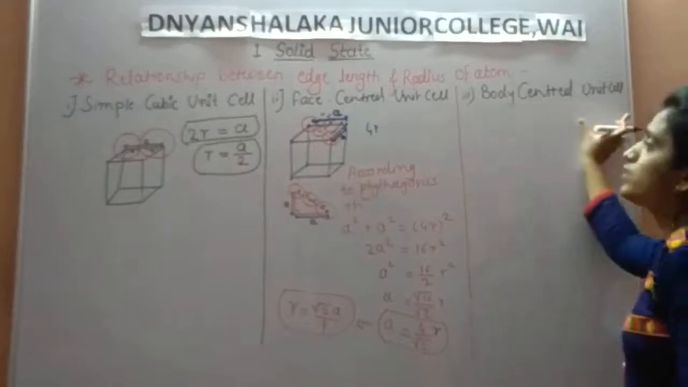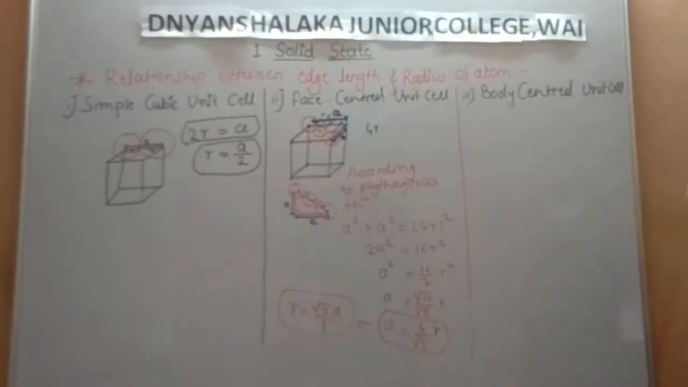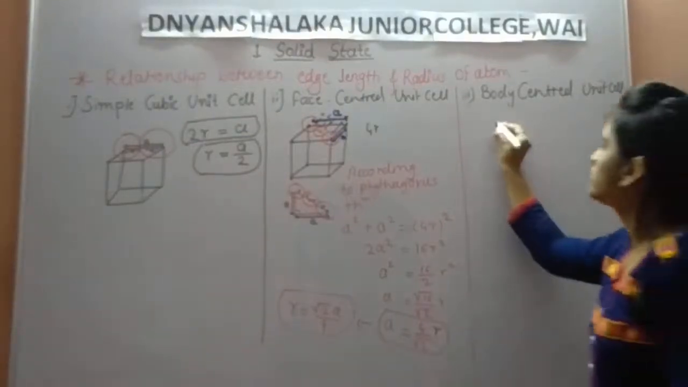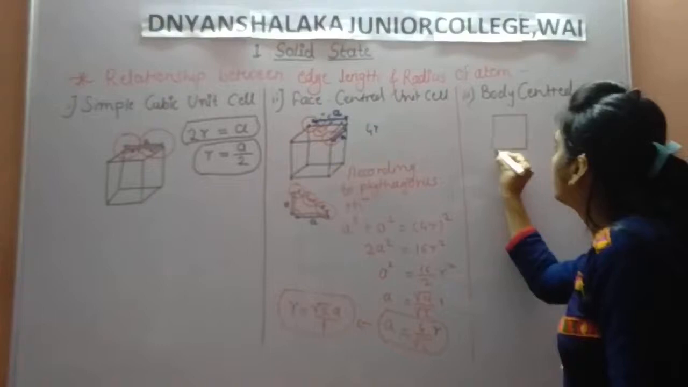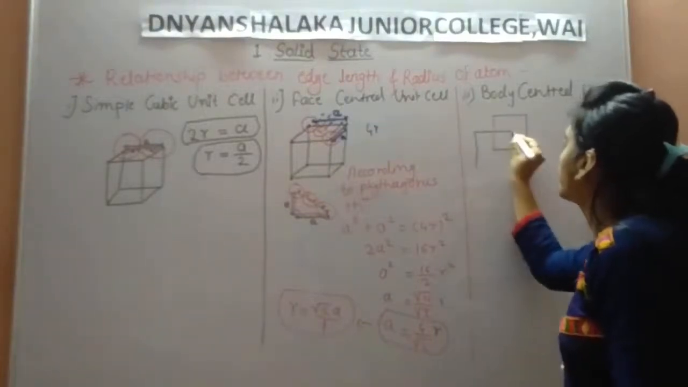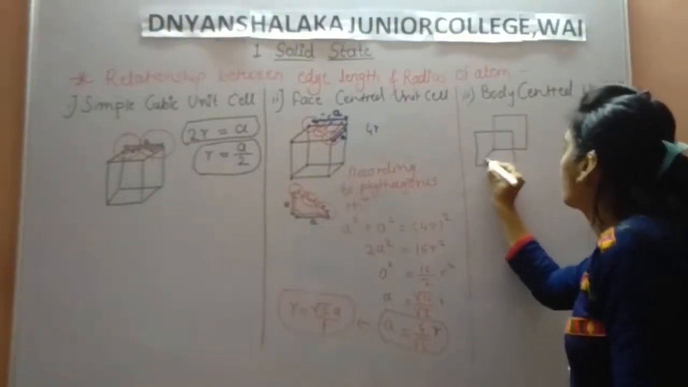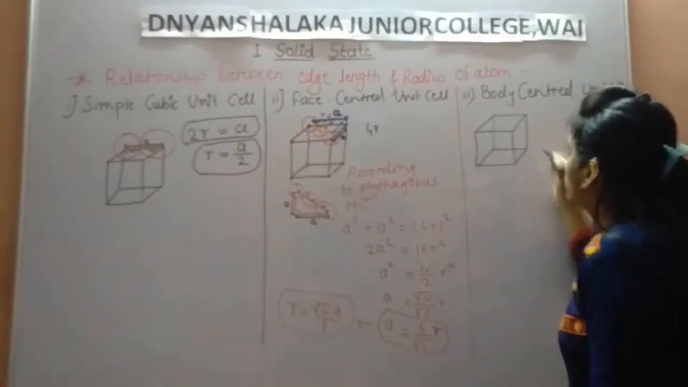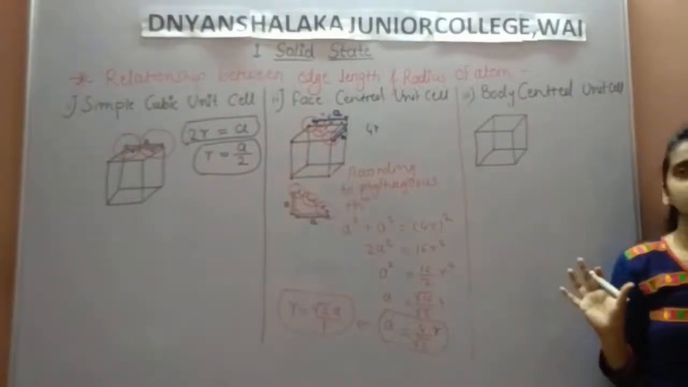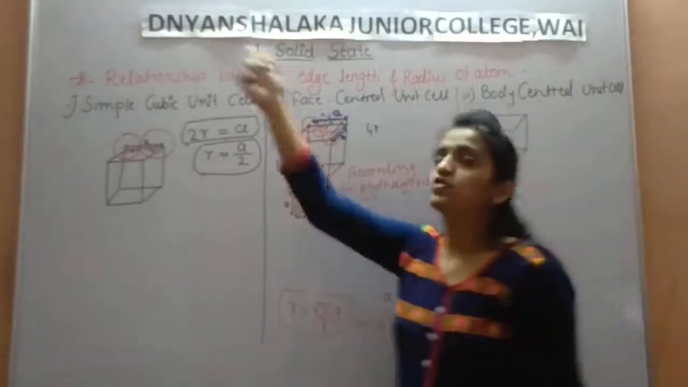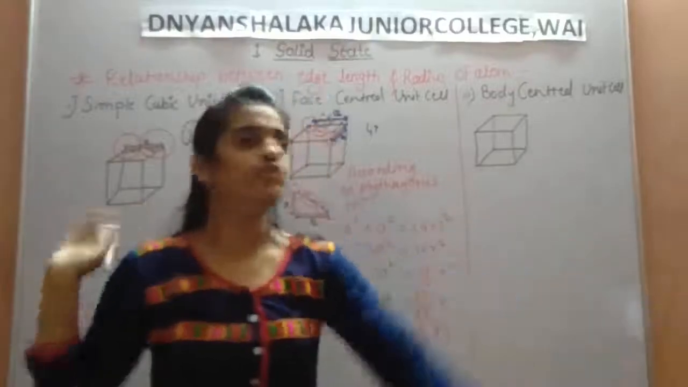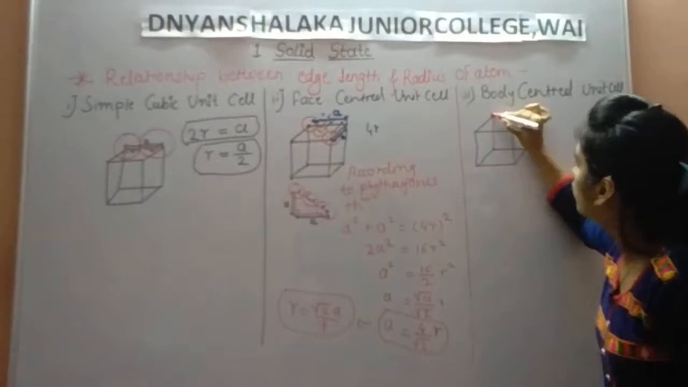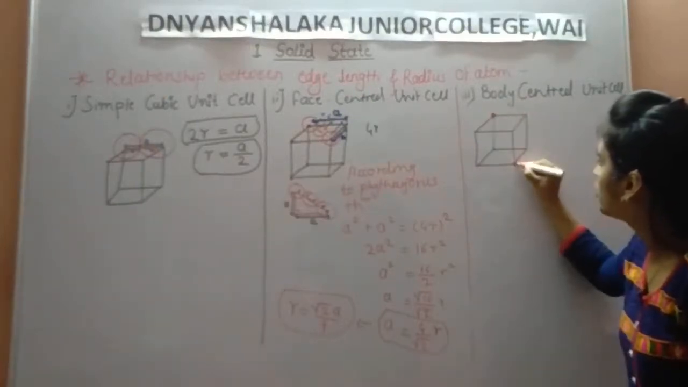Now the body center unit cell. The relationship between edge length and radius of atom for body center unit cell. First we consider a cube, meaning a unit cell or crystal lattice structure. In this cube we consider an example of a hall. This is the first corner of this hall and this is the last corner of this hall.